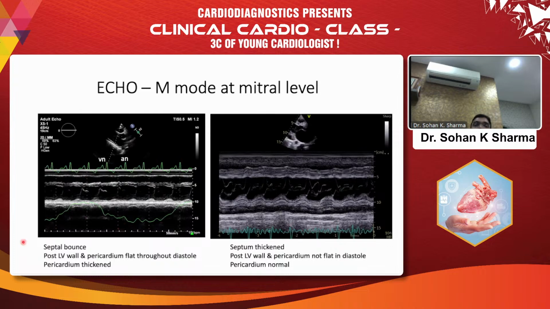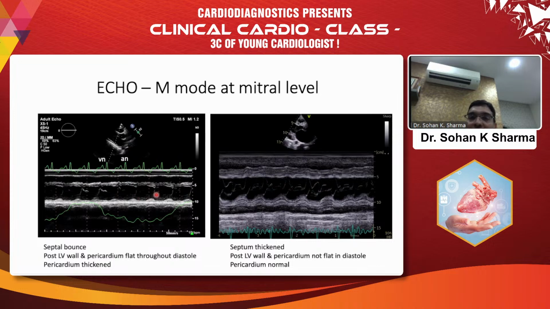This is the M mode at the mitral level. Again, this is important to identify the septal bounce, that is the movement of the septum during the cardiac activity, and posterior LV and pericardial flattening throughout the diastole and thickening of the pericardium. This may be appreciated on the 2D echo mode also and M mode also.